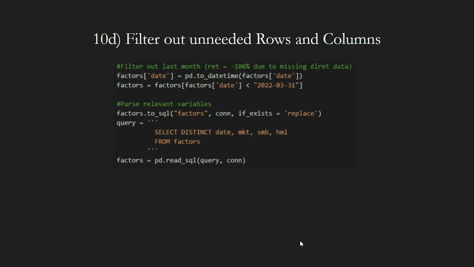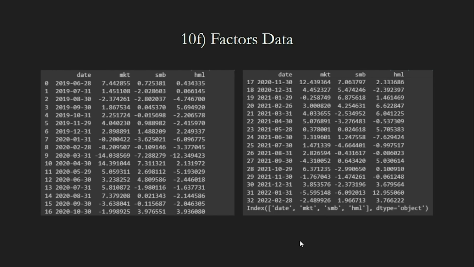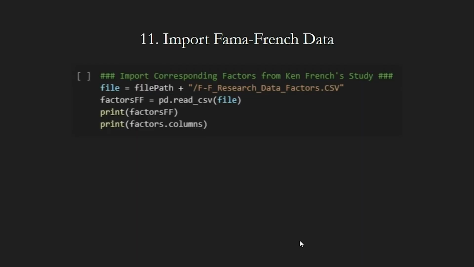Then we filter out the last month, which exhibits a negative 100% return because when we adjusted it, it had missing delisting return data. And we also parse the relevant columns to clean up the data frame. Finally, we ensure the factors data frame are sorted by their dates and display. This is our expected factors data frame output.